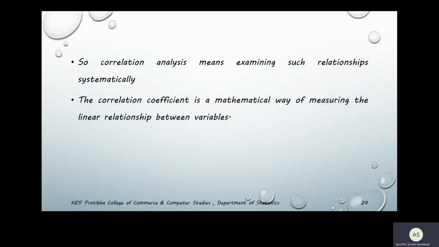The correlation coefficient is a mathematical way of measuring the linear relationship between the variables. If we want to find a numeric value for the relationship between two variables, then we measure that numerical value by using the correlation coefficient. Thus, it is called a mathematical way of measuring the linear relationship between the variables.